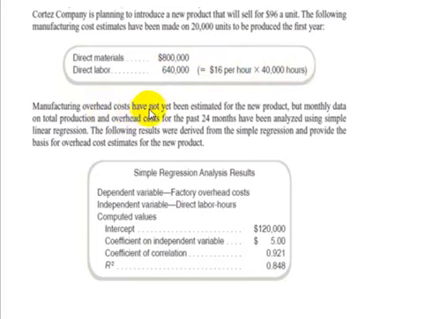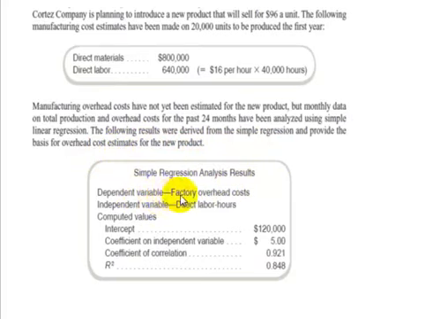Manufacturing overhead costs have not yet been estimated for the new product, but monthly data on total production and overhead costs for the past 24 months have been analyzed using simple linear regression. The following results were derived from the simple regression and provide the basis for overhead cost estimates for the new product. We have simple regression analysis results.